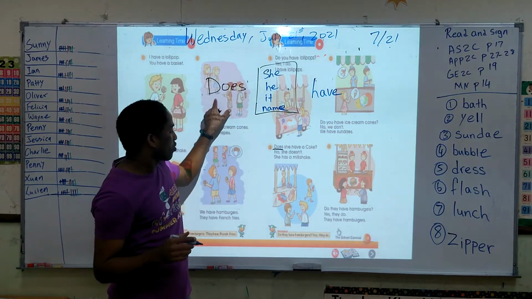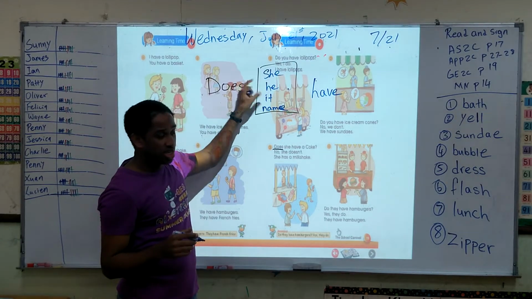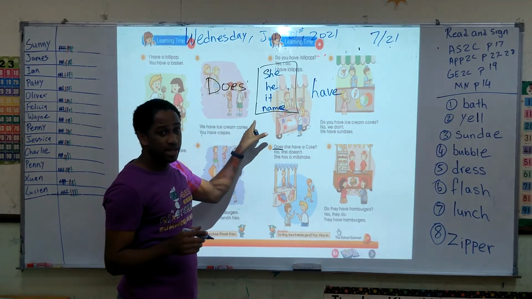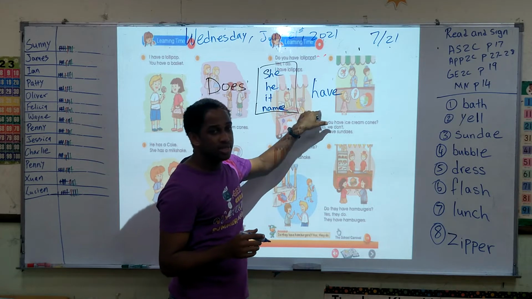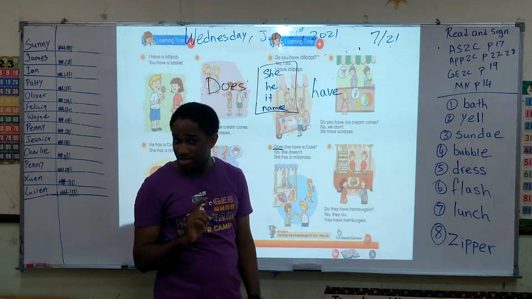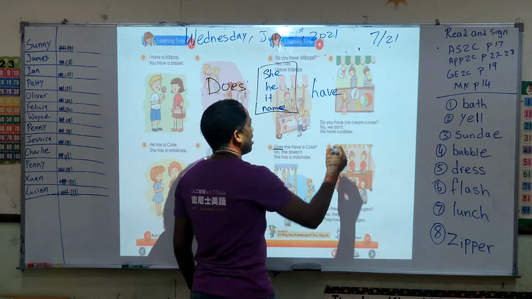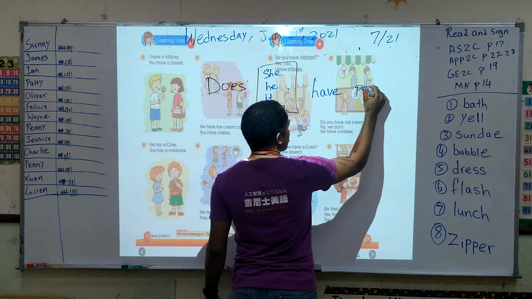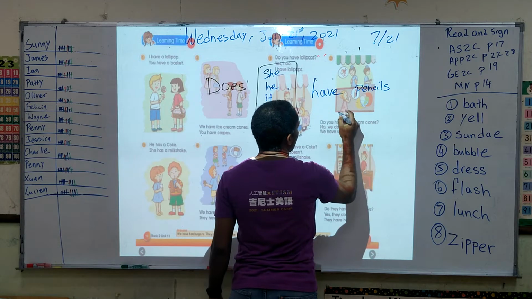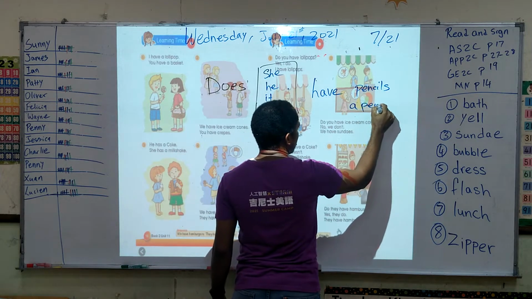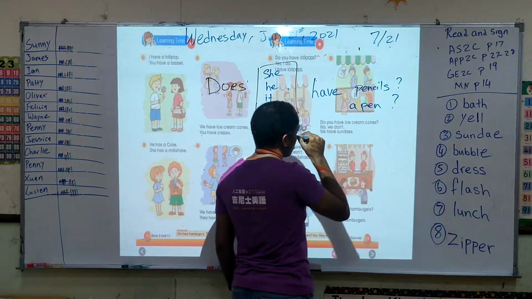Good. So we already have the does. Does she, does he, does it, does name. You do not change this to has. Remember that because you're asking a question. Does he have, let's put pencils. Or does he have a pen? Good. Question.